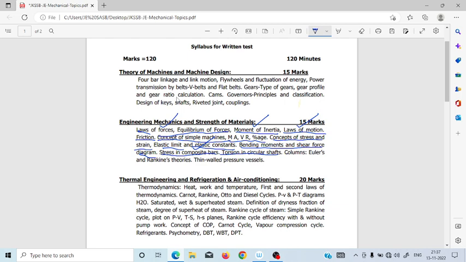Then we'll move on to columns, and there are 2 theories related to columns. We'll discuss the Euler theory and the Rankine theory. Then we'll move on to pressure vessels, and in pressure vessels we have only thin pressure vessels; thick pressure vessel is not there in the syllabus. After that we'll move on to thermal engineering and RAC.